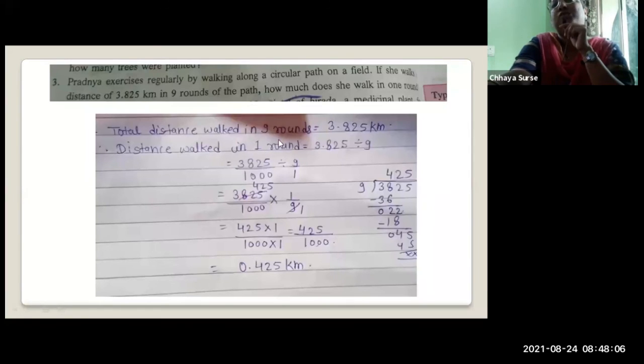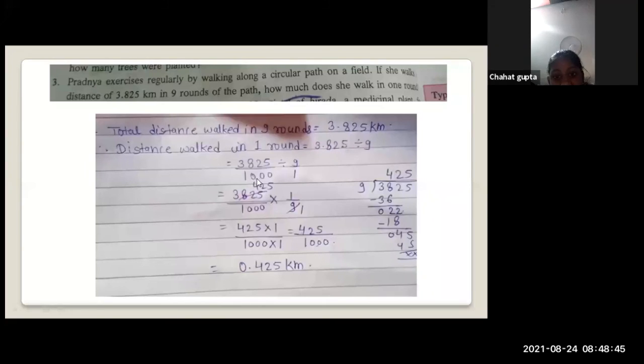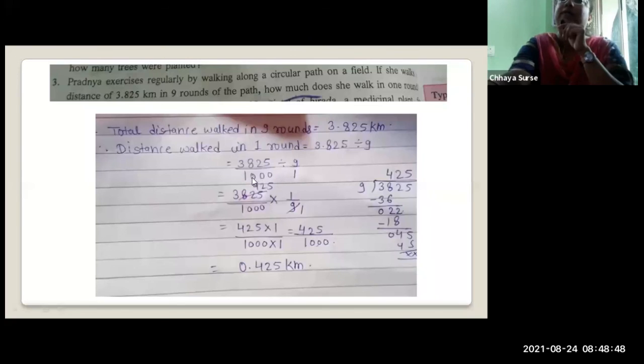So the total distance walked in 9 rounds is 3.825 kilometers. And for the distance walked in one round, we divide 3.825 by 9. How many decimal places are here? How many decimal places, students? 1, 2, and 3. So we have taken here 1, 2, and 3 zeros.